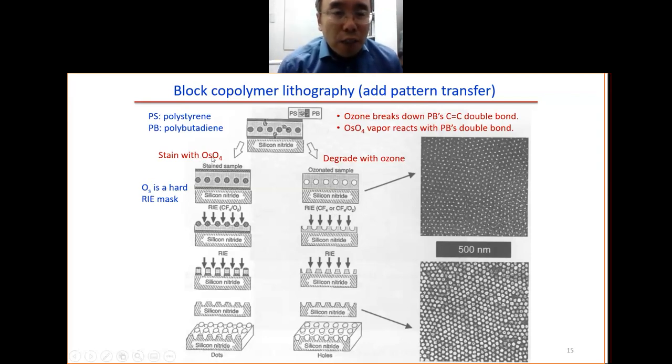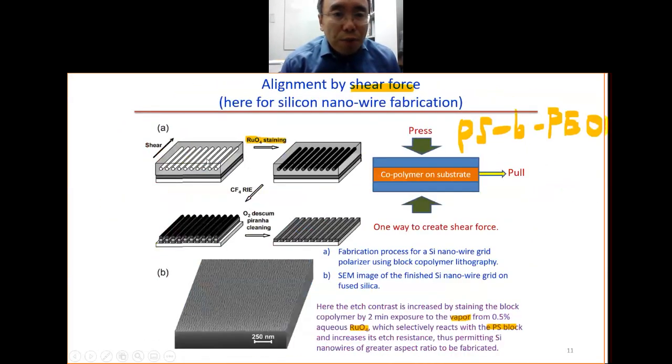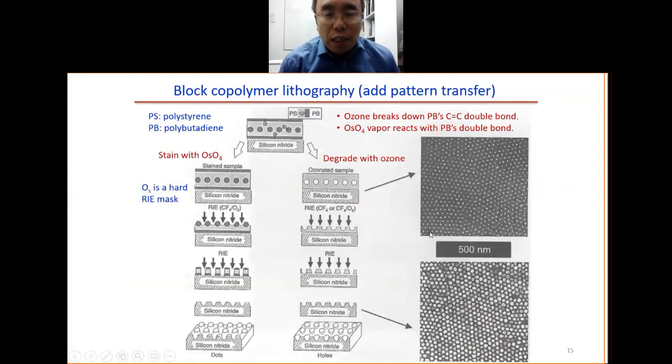Another way is to use this OsO4. This one can stain the polybutadiene double bond. So the metal here, Os is also a metal, will go to the polybutadiene place. Then you do the pattern transfer, you etch away. This one has the metal here, so it cannot be etched away. So in the end, you get the dot pattern. Now here, this OsO4 has a similar role to this RuO4. They play the same role. So then you get the pattern here.